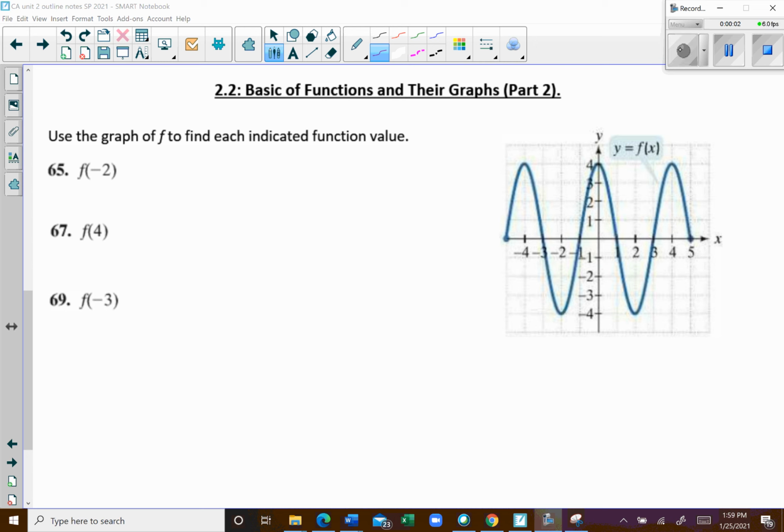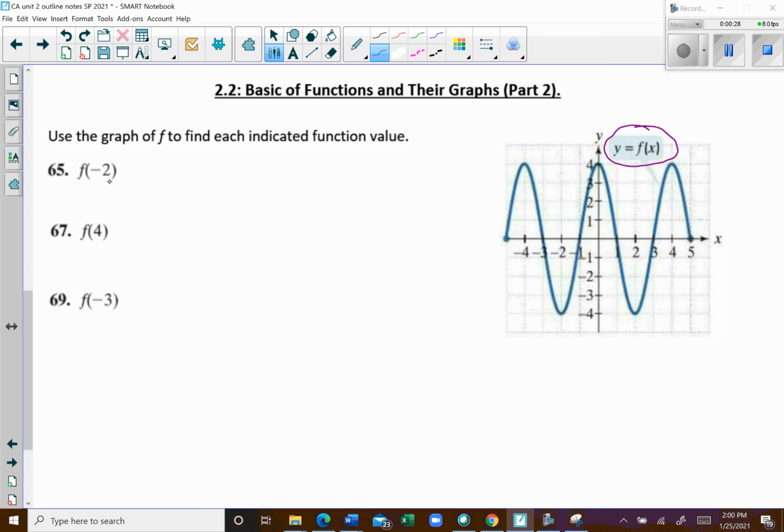Okay, so 2.2, we're still on the basics of functions and their graphs. This is basically like a part two. It's a continuation. Looking at this first part, we're still all about functions. It says use the graph of f to find the indicated function values. So this is the f function here. And it's asking us to find f of negative 2.